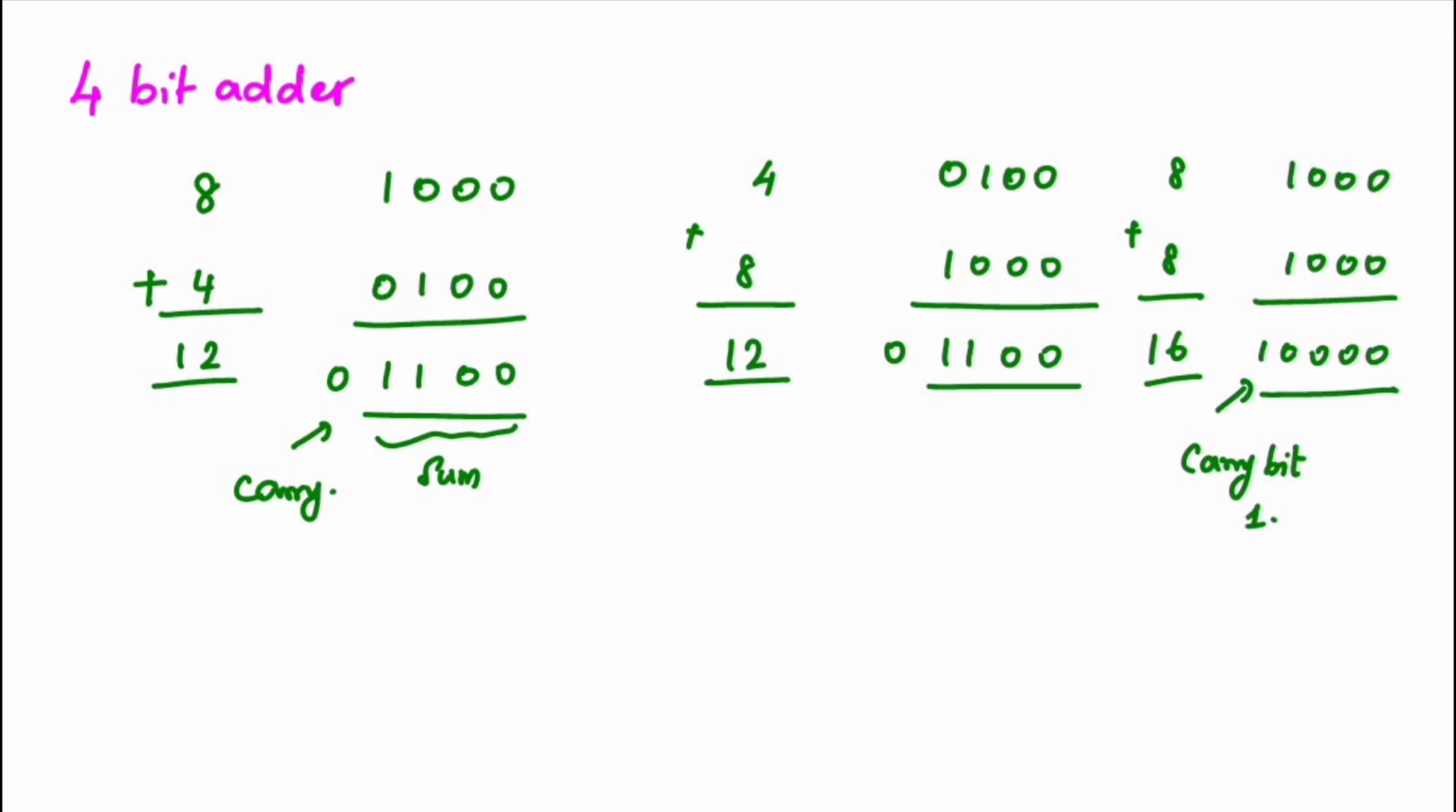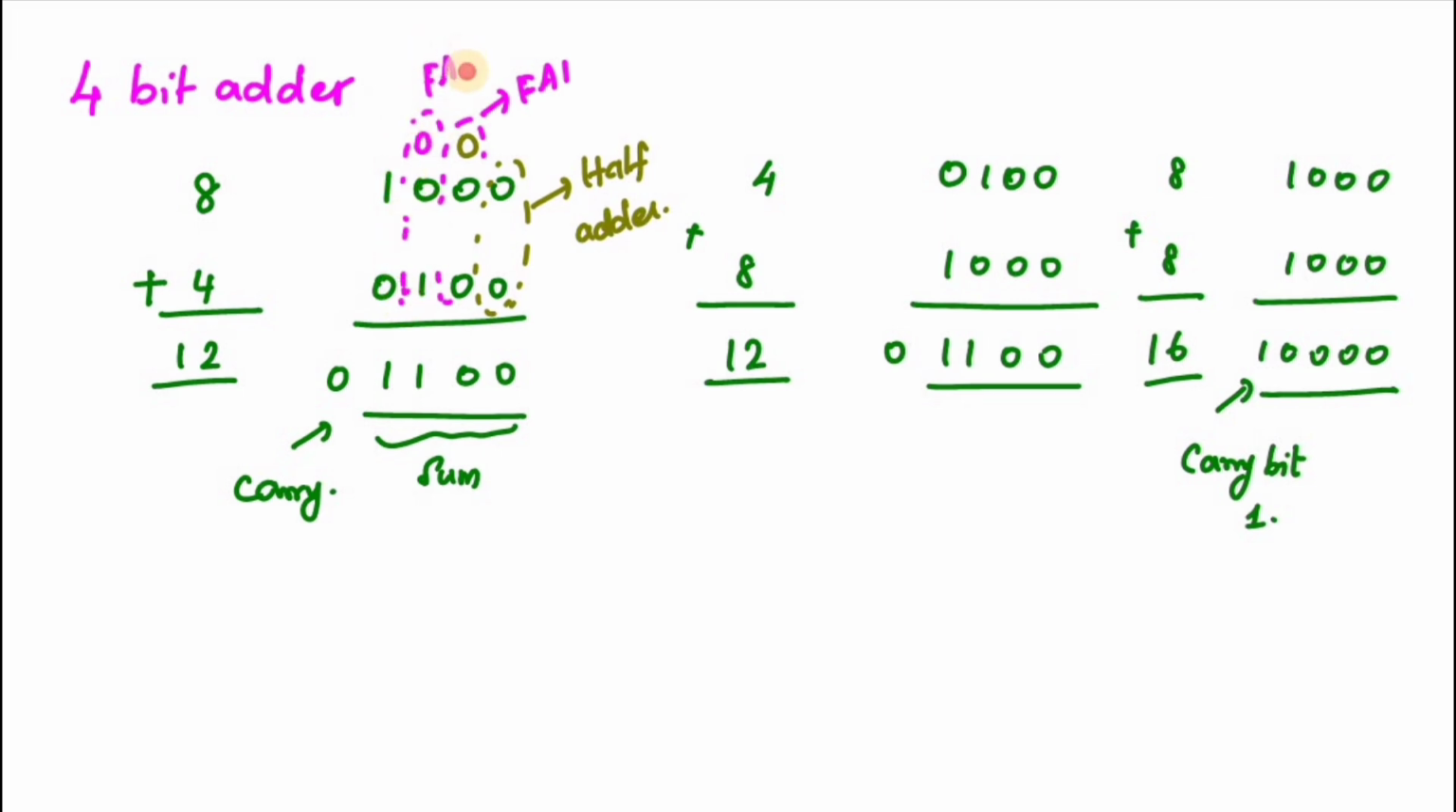For this, in order to add these two bits, I require one half adder, right? If I add these two, I will get one sum and carry. Here the carry value is 0. In order to add these 3 bits, I require one full adder. Again I will get a sum and carry. Here the carry value is 0. If I add these three bits, I require another full adder.